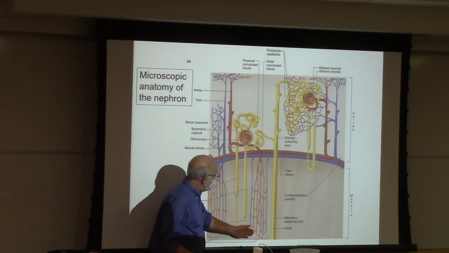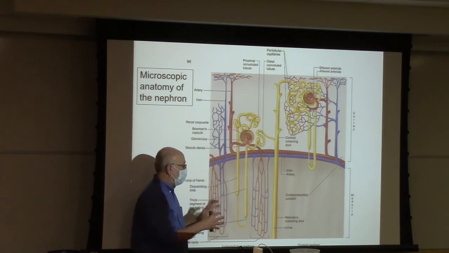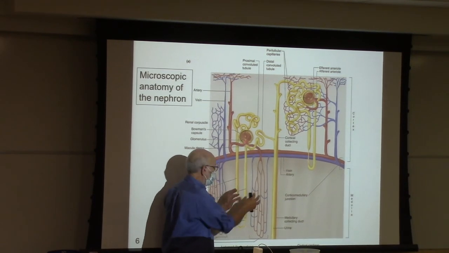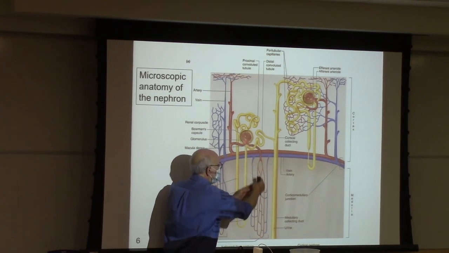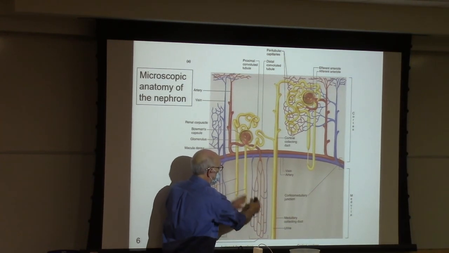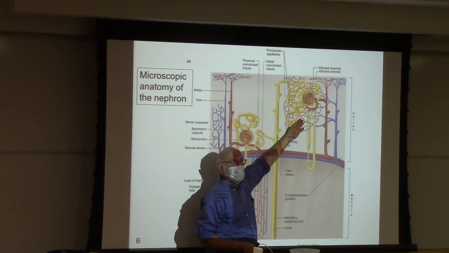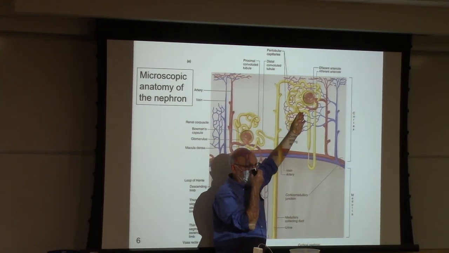So the vasa recta and the loop of Henle, they're not splayed out like this. This is a cartoon. They're all mixed together. This capillary bed is wrapped around this root structure, sort of the way this capillary bed is wrapped around this structure. You have to imagine.